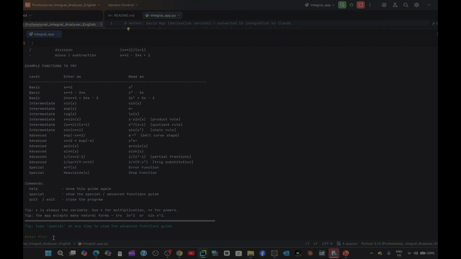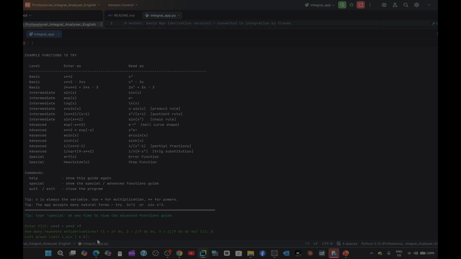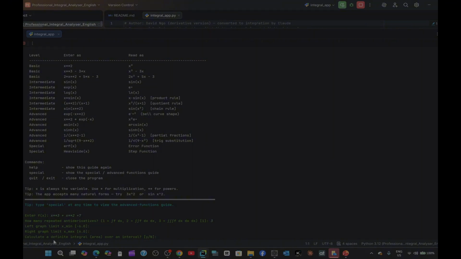Now I run the first function. Let's have a look first. x to power 3, for example, plus x to power 2, plus 7, just for example. I run the function, and I do level 3. I type 3. The graph appears, and the sign changes. Then there is the definite integral, the area over an interval. Yes, I want to do it now.